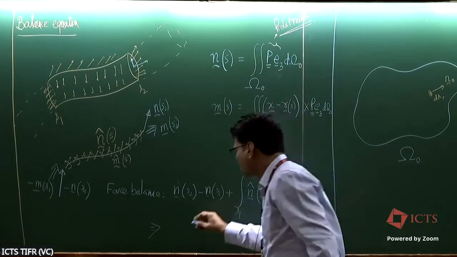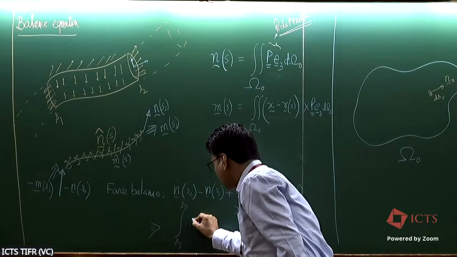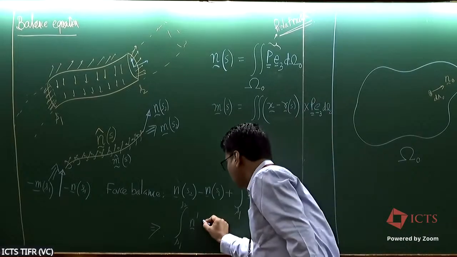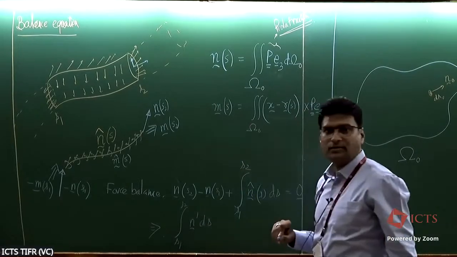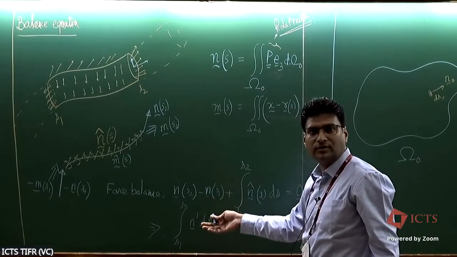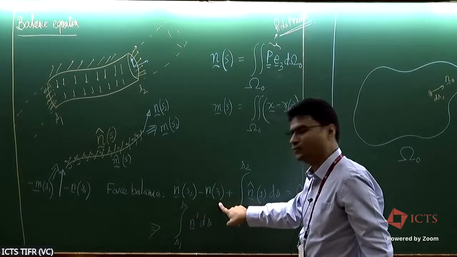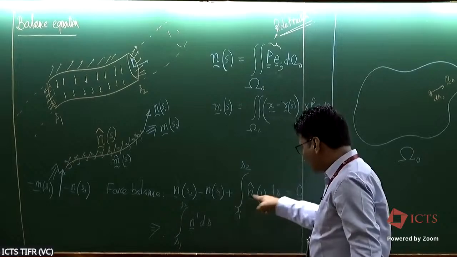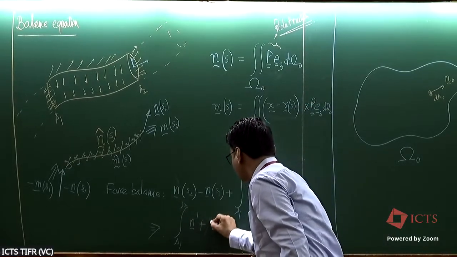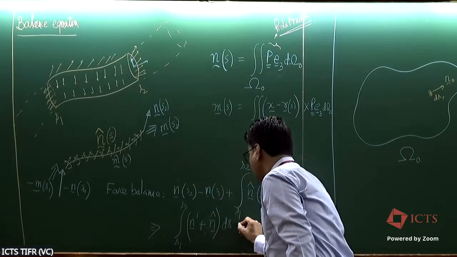You could also write this as an integration from S1 to S2 of n prime, where prime is with respect to S, ds. Isn't it? Because when you integrate a derivative, you get the same function evaluated at the end points. And that is what you have, n of S2 minus n of S1. Plus this thing. So I'll club them together, and this is going to be the integral of n prime plus n hat ds equal to 0.